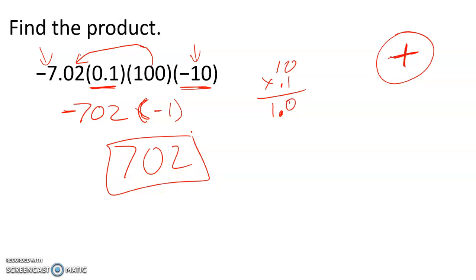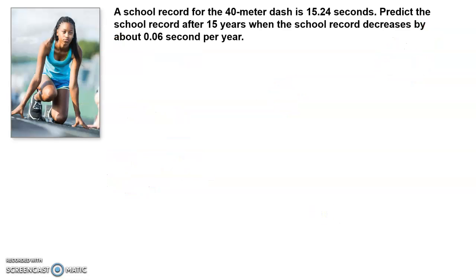So again, you can ignore the signs since it's all multiplication. We know our answer is going to be a positive because two negatives make a positive. And there's other ways to do it, but that's one of the quicker ways. All right, if we turn the page, we'll look at another example from the book.